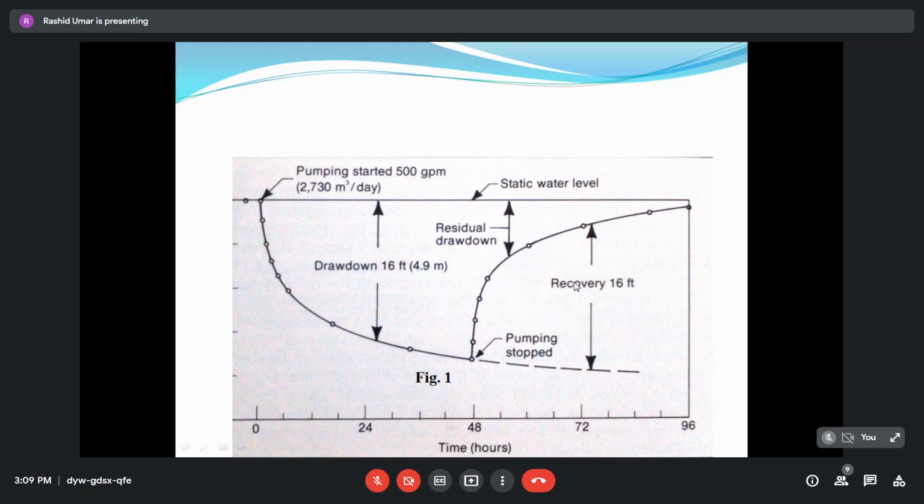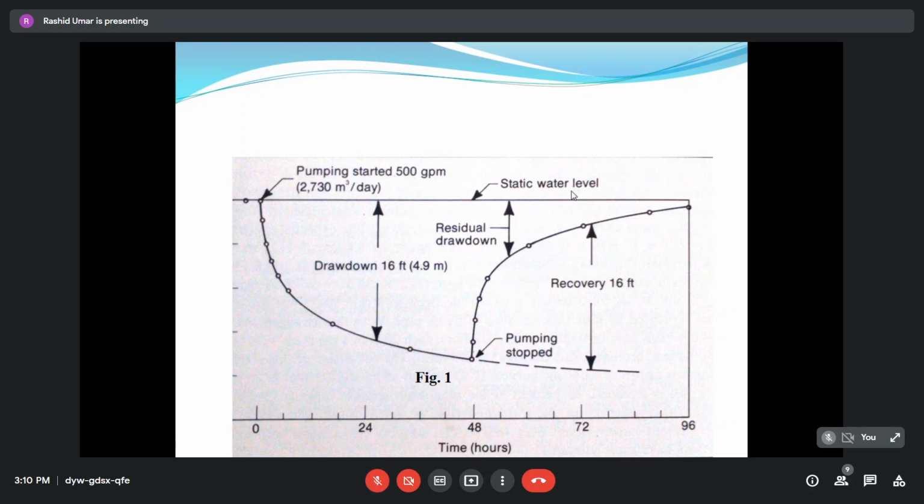And you see that this well has almost recovered. It is 16 feet here, it is 16 feet here, it is also written. It means it has fully recovered after pumping. Now, how do we measure this recovery, how is the recovery calculated?